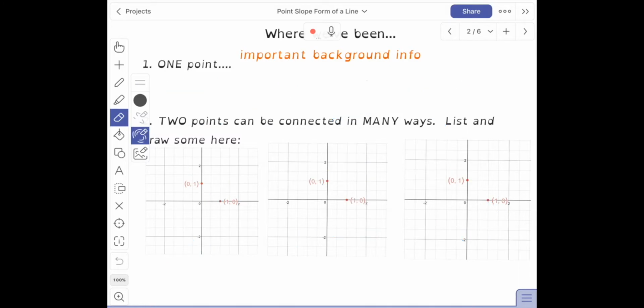Before we do that, we are going to review some important background information. So where we started with looking at graphs is that if we just had 1 point, and 1 point, as we said, is not enough to determine a graph.